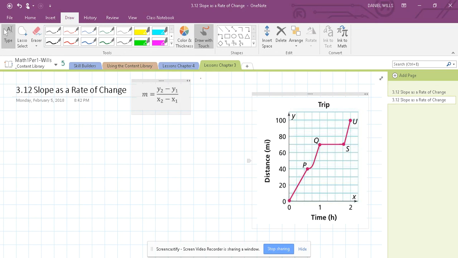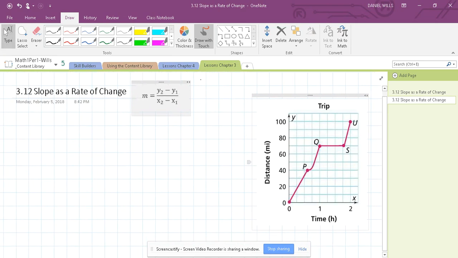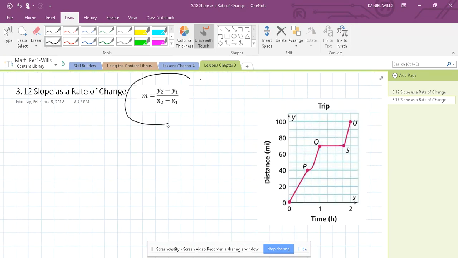Now, as you all remember, to find slope, you just use the slope formula, m equals y2 minus y1 divided by x2 minus x1. And if you're having trouble remembering, you can either watch the video I've included on the channel, or just look right at the top of your screen there, and you'll see I've included it.